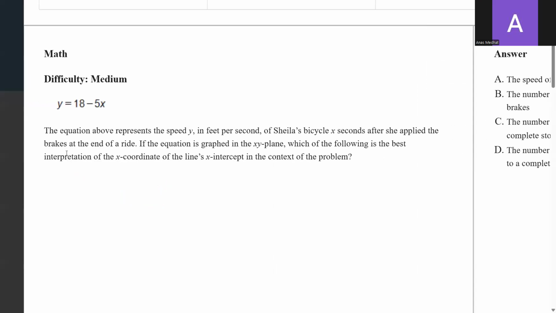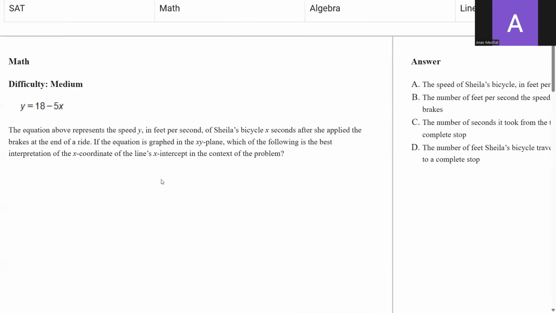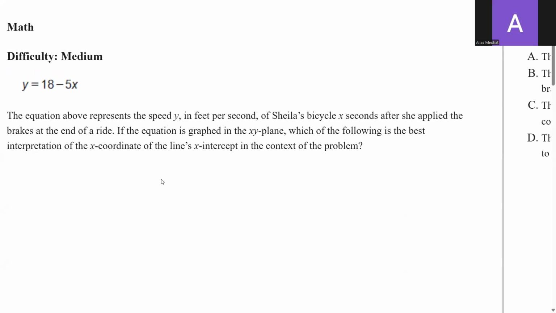The equation represents the speed y in feet per second of Sheila's bicycle x seconds after she applied the brakes at the end of a ride. If the equation is graphed in the xy plane, which of the following is the best interpretation of the x coordinate of the line's x-intercept in the context of the problem? It is the negative 5 times the x, the seconds, x seconds, the time. It wants the x-intercept, not the x.